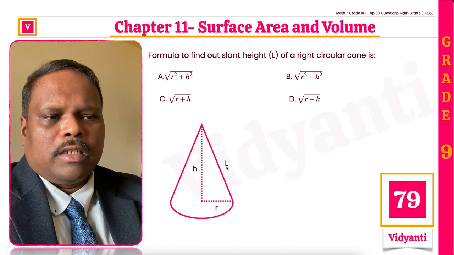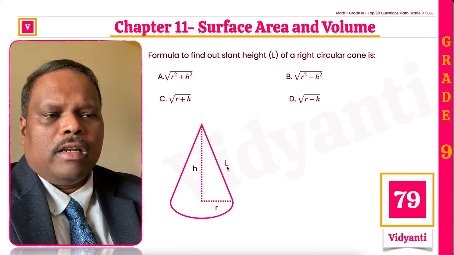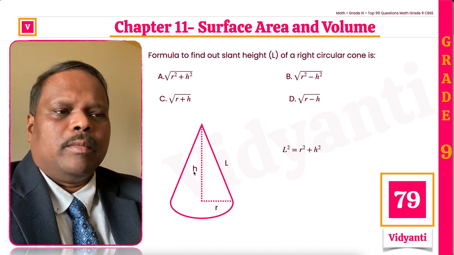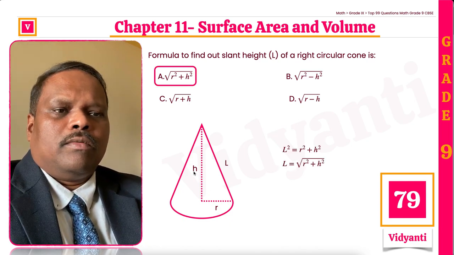R square plus H square will be L square, or L is equal to under root of R square plus H square. So that will be the first option.